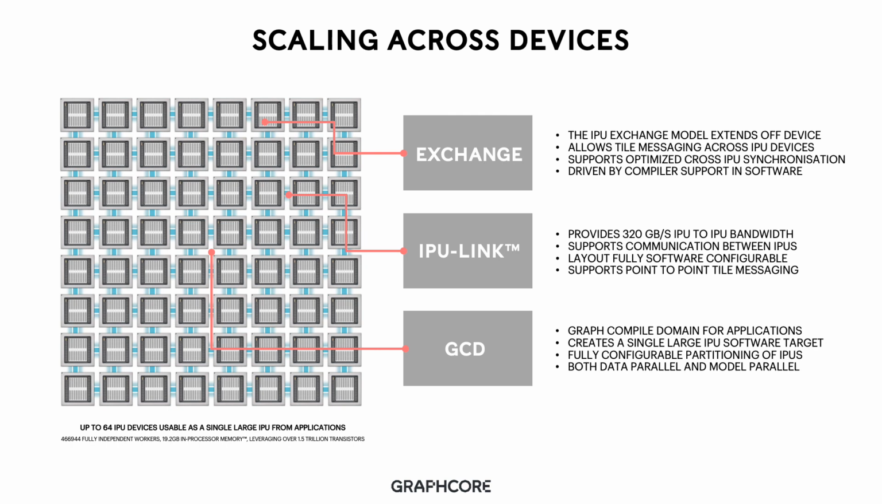In order to present this to software, we create a software construct called a graph compile domain. This allows a single application to be programmed against a much larger group of IPU processors. It is fully configurable in its partitioning and allows us to allocate any IPUs to the graph compile domain. This enables both data parallel and model parallel execution for applications. These constructs and our IPU silicon technology enable us to build a system which supports machine intelligence applications scaling across devices.